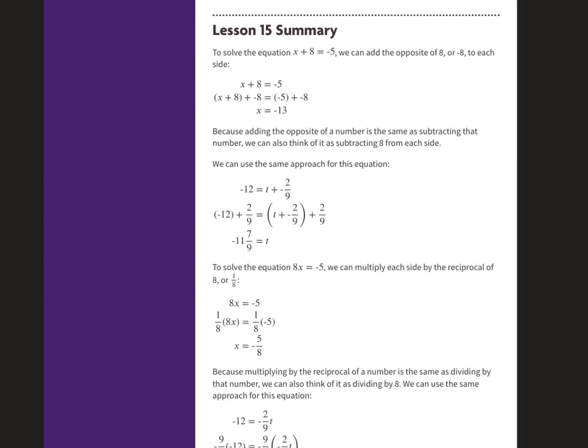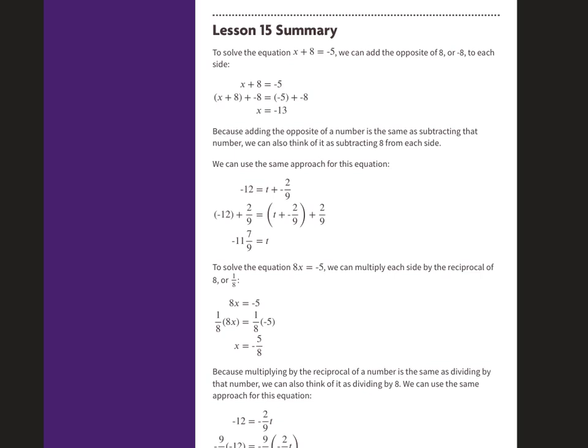Lesson 15 summary. To solve the equation x plus 8 equals -5, we can add the opposite of 8, or -8, to each side. So you can go 8 plus -8 to get 0, and -5 plus -8 to get -13, or you can subtract 8 from both sides. Because adding the opposite of a number is the same as subtracting that number, we can also think of subtracting 8 from each side. We can use the same approach for this equation.